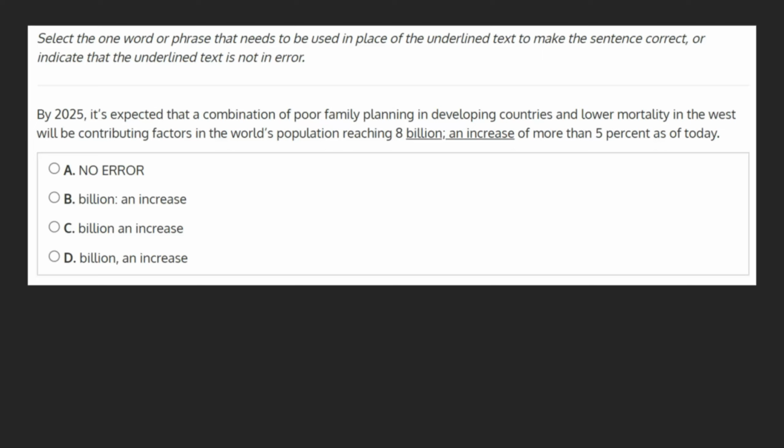Before looking at our choices, let's see if we can find an error in the underlined phrase. Our phrase, reaching 8 billion, an increase of more than 5%, uses a semicolon to separate between these two phrases. A semicolon is used when separating two independent clauses, that is, clauses that can grammatically stand on their own as full sentences. Each independent clause must have a subject and a predicate.